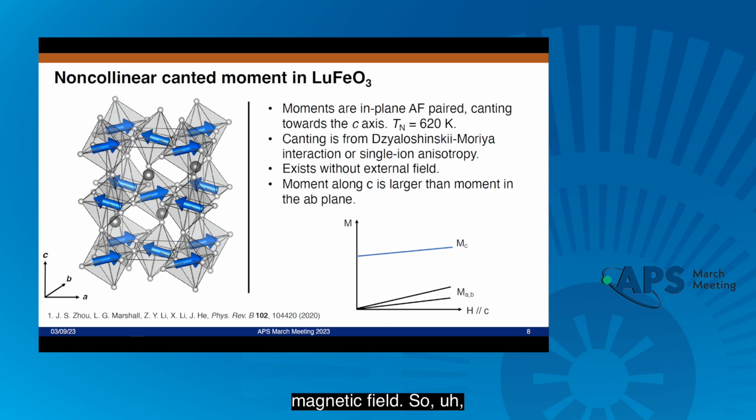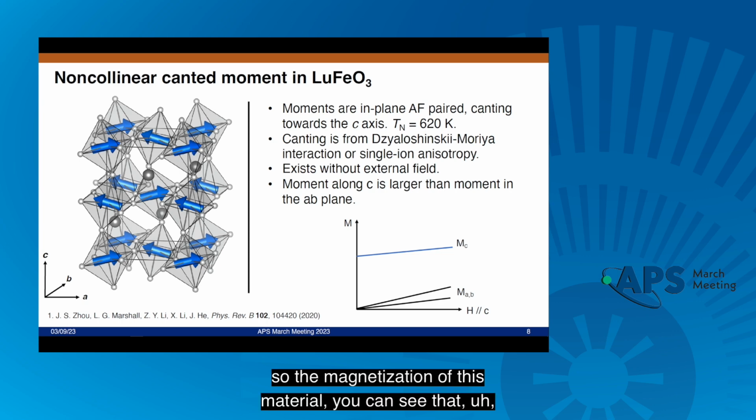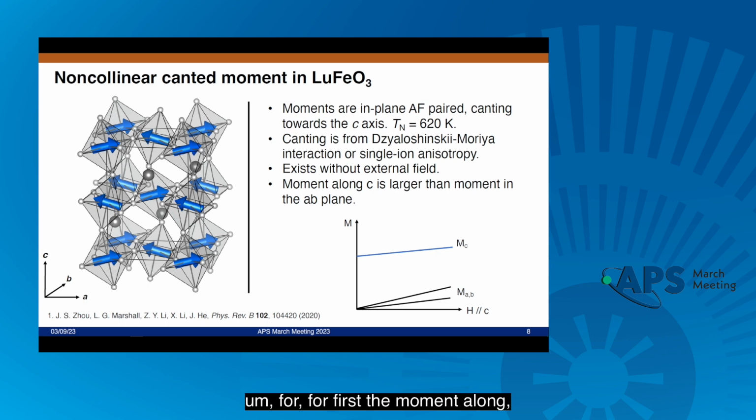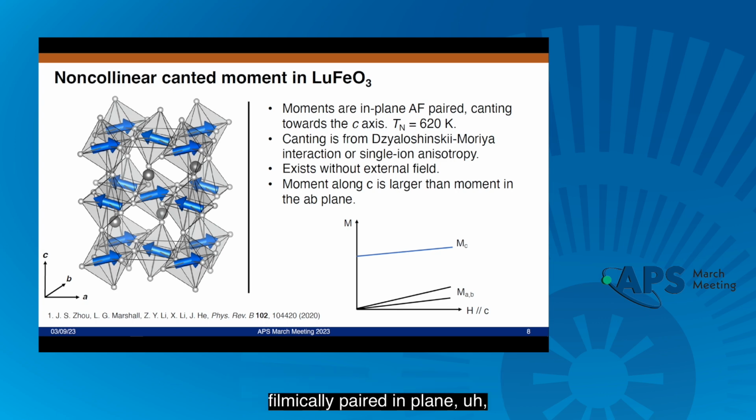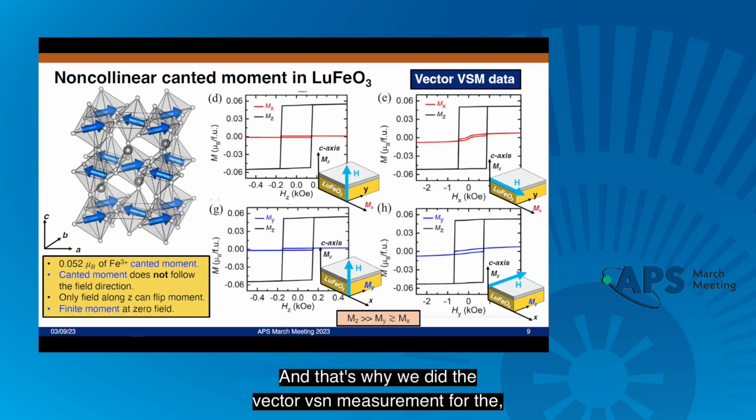And it's intrinsic and it exists without an externally applied magnetic field. So, if you measure the magnetization of this material with field applied to the c-axis, first, the moment along the c-axis will exist without magnetic field because it's coming from the spontaneous canting. And the moment along the ab plane, because of the antiferromagnetic pairing in plane, is going to start at 0, and it will be much, much smaller than the spontaneous canting moment. And that's why we did the vector VSM measurement for the lutetium ferrite.